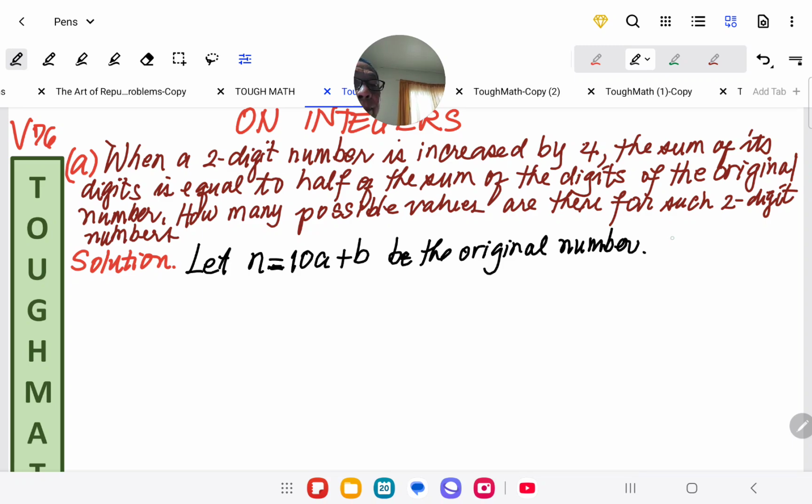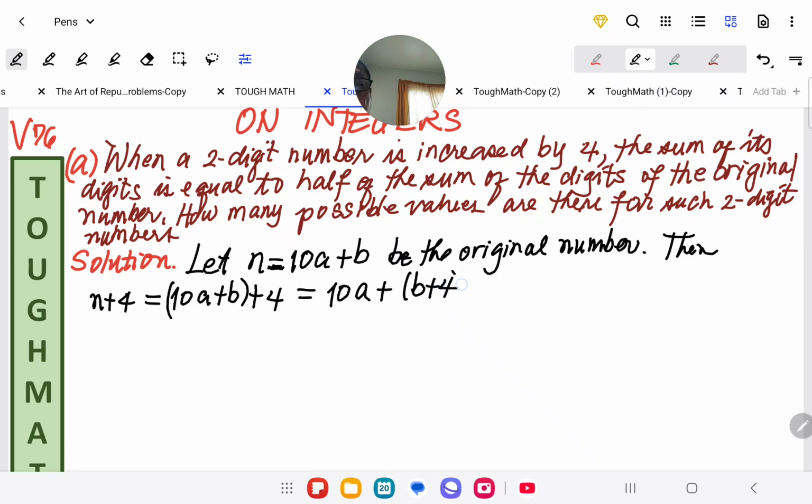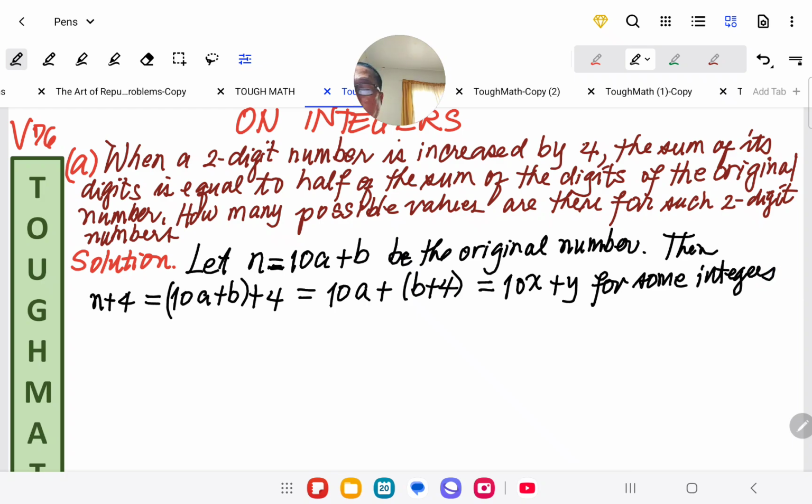Then when we increase it by 4, we have, of course, n plus 4, which is equal to 10a plus b plus 4, which we can rewrite as 10x plus y for some integers x and y.